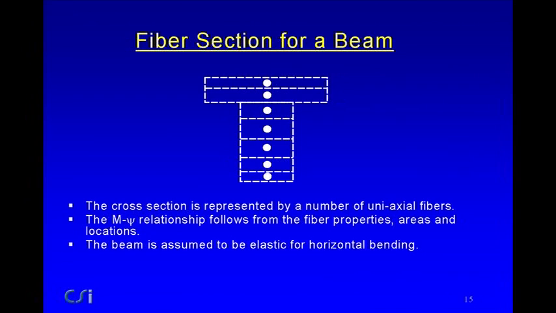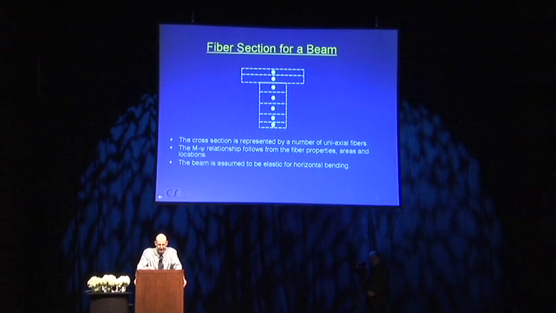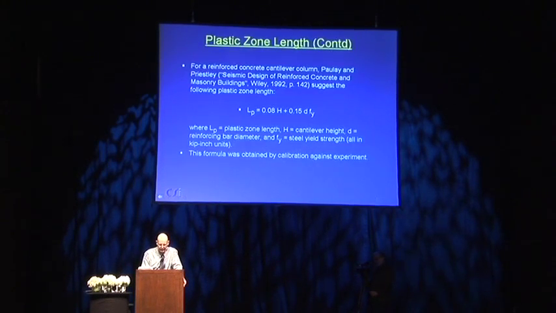Here's what a fiber section for a beam might look like. You simply divide the beam cross section up into a number of fibers, and you assign locations and areas to the fibers, and the moment curvature relationship follows from the fiber behavior. And the beam is assumed to be elastic for horizontal bending.